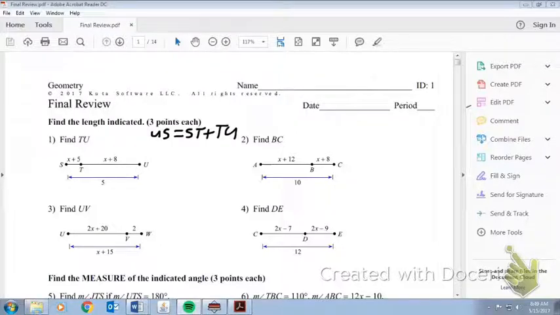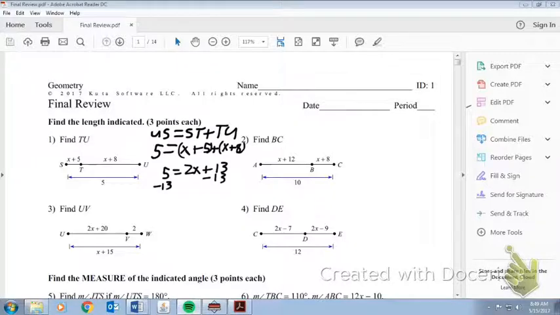So here we know that US is equal to ST plus TU. Now, the reason we do that is so when we start plugging things in, we can keep track of what goes where. Here we're told that US equals 5. We're told that ST equals x plus 5. And we're told that TU equals x plus 8. So what we're going to do is just use algebra now. We can add those together, 2x plus 13. 5 equals 2x plus 13.